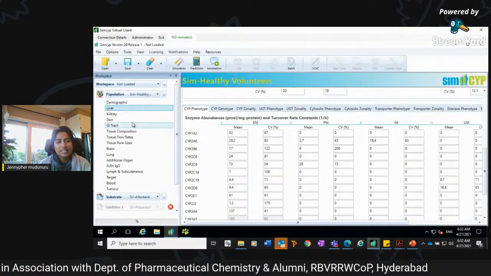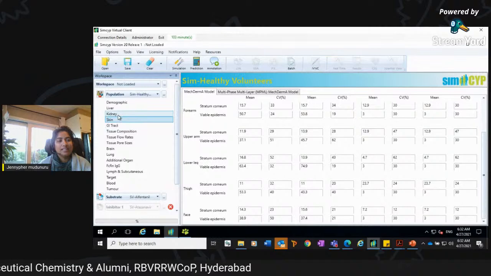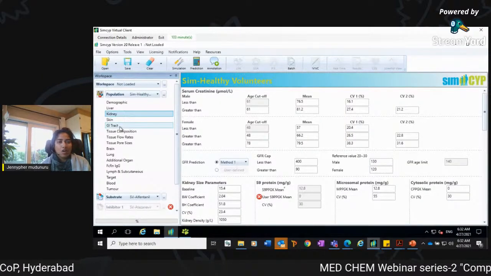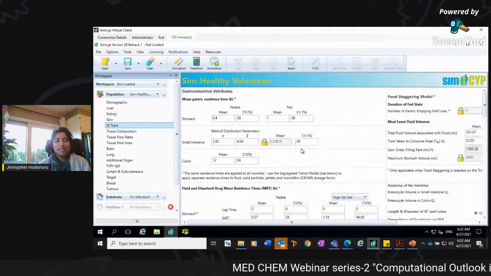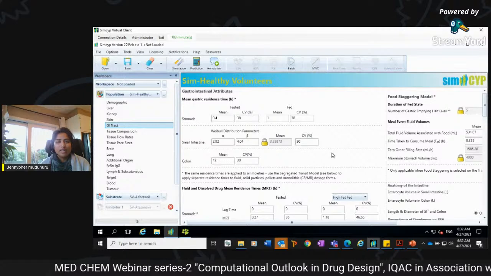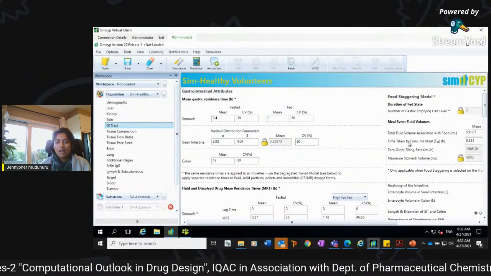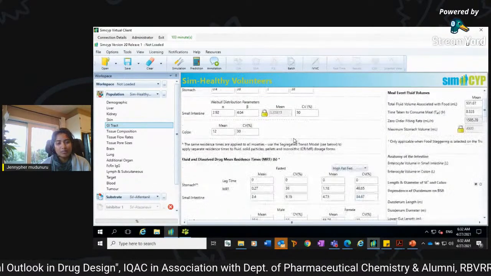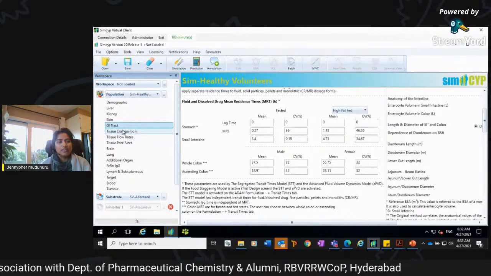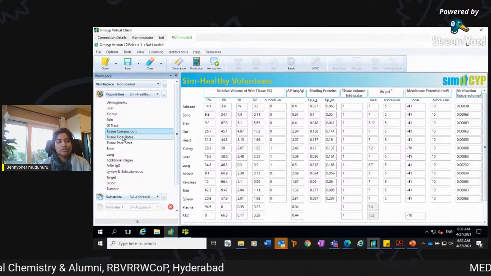We have various enzymes in the liver. They put in the skin, kidney, GI tract. The GI tract is one of the important components, where they built in your gastric emptying times, your residence times, what happens if you take food, what the volume of your stomach is, and the various parts of the intestinal tract altogether. You also have tissue composition and tissue flow rates.